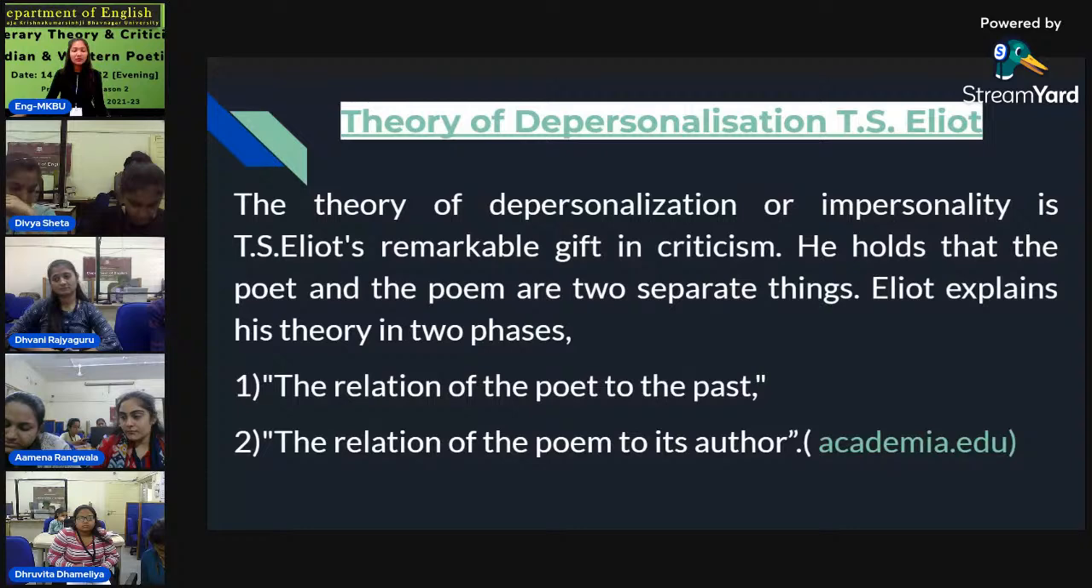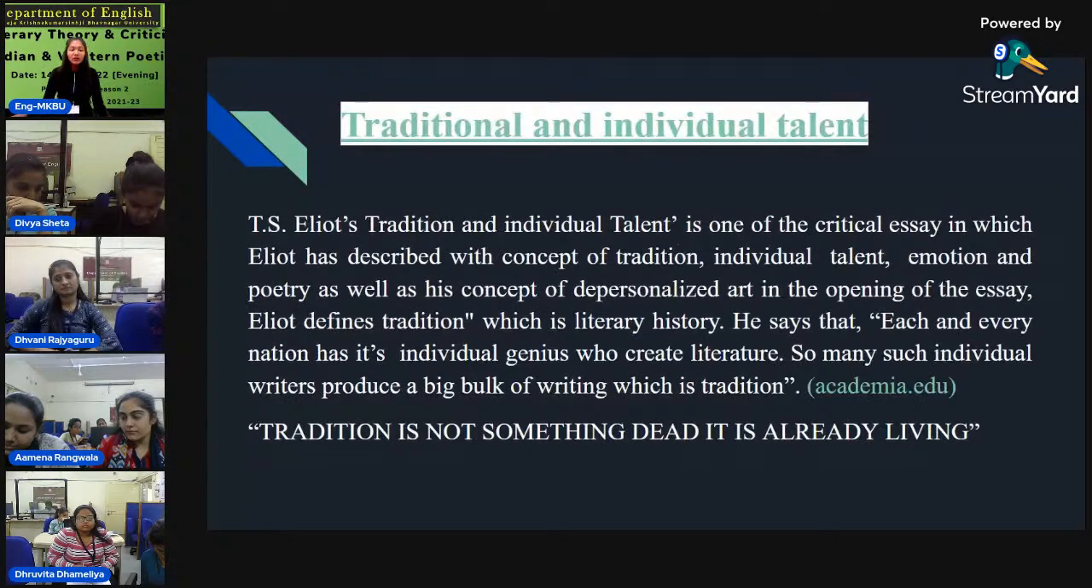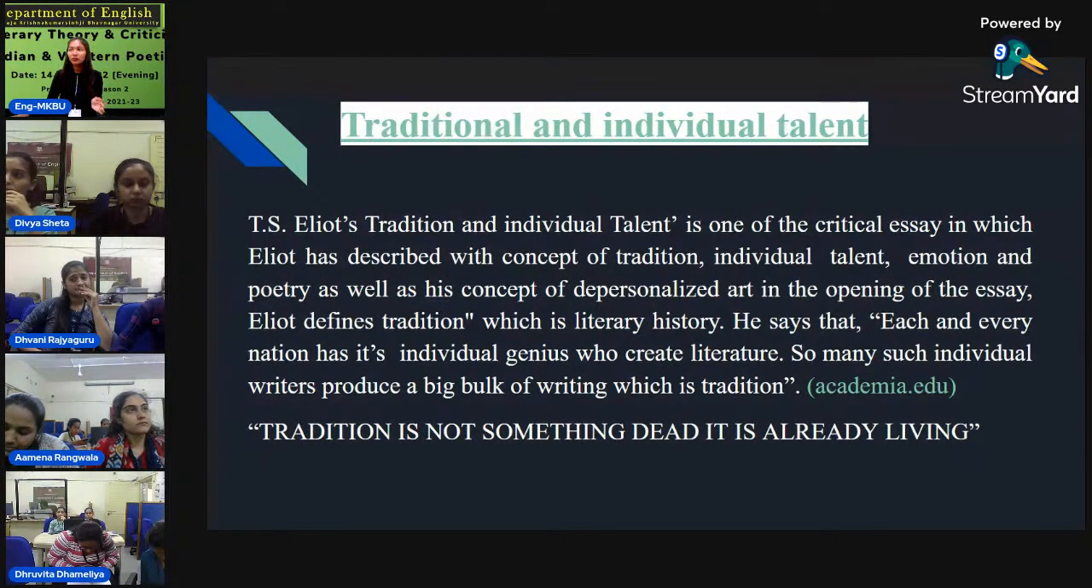This theory focuses on two things, the relation of the poet to the past and the relation of the poem to the author. In Tradition and Individual Talent, there is one famous line that tradition is not something dead. It is already a living thing. In this essay, Eliot said that whatever happened is not dead. The poets who died are still living in current authors and writers, if they work well and write something interesting.